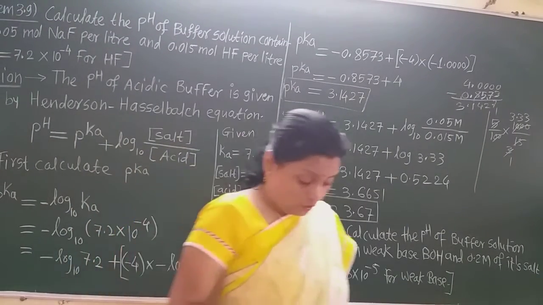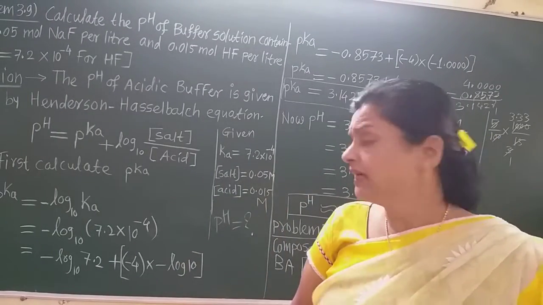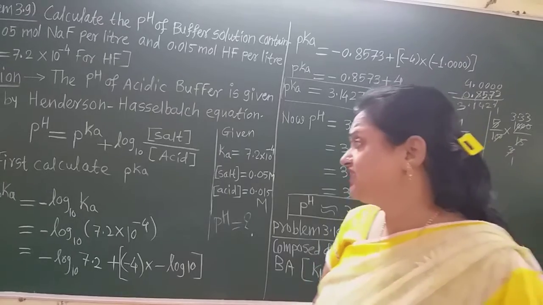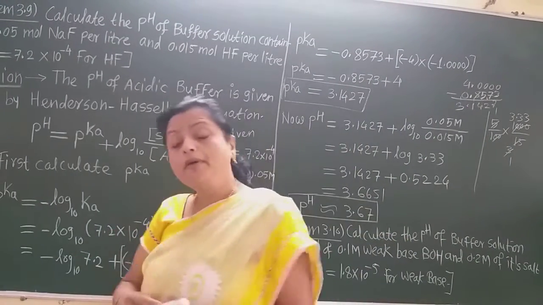So simple problem, students. You just substitute the values in this Henderson-Hasselbalch equation and you will get the value of pH, but first calculate the value of pKa.